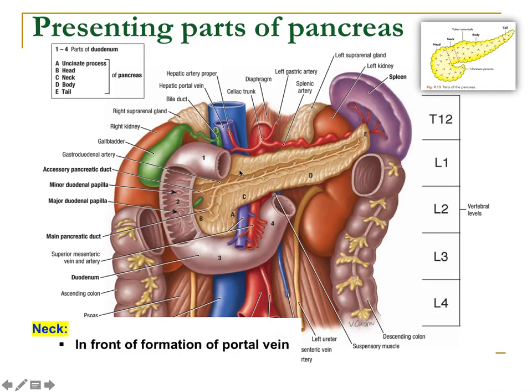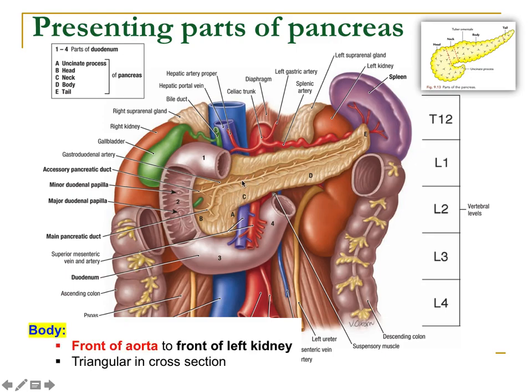If there is a head, there should be a neck. The neck is a small, narrow part that is located just in front of the portal vein. Just in front of the formation of the portal vein, this region is the neck of the pancreas. After that, if you move more towards the left side, the neck continues as the body. This body is present just in front of the aorta.